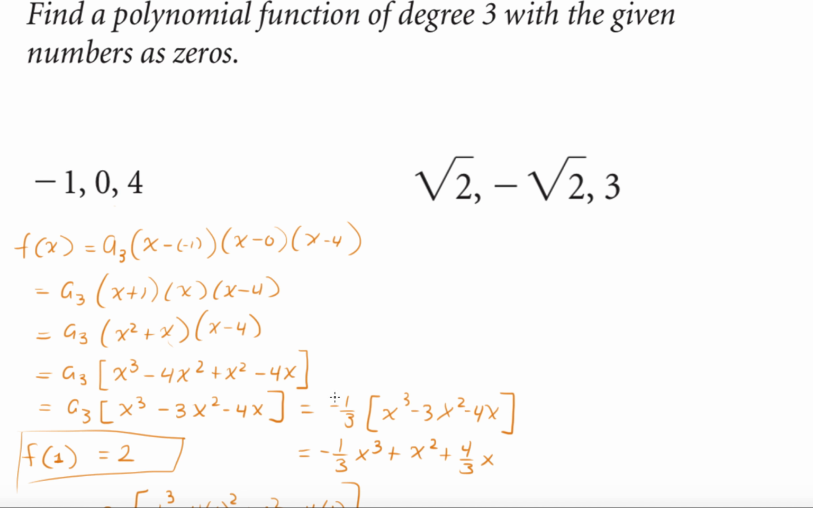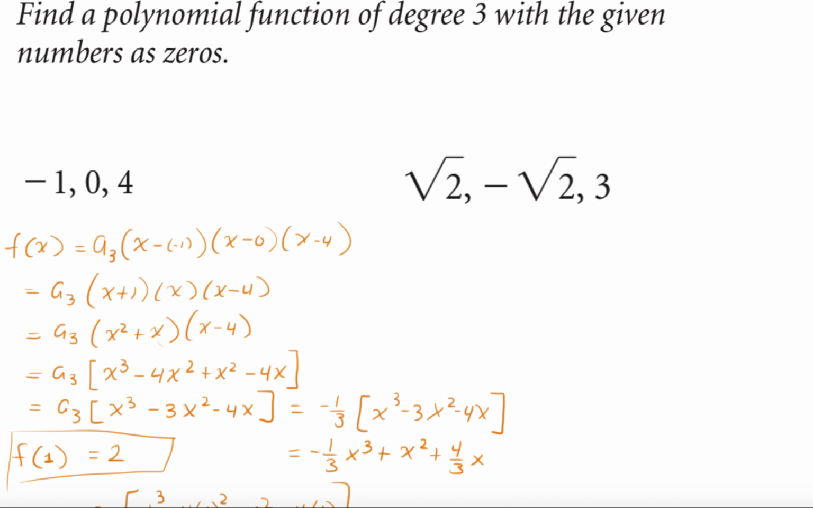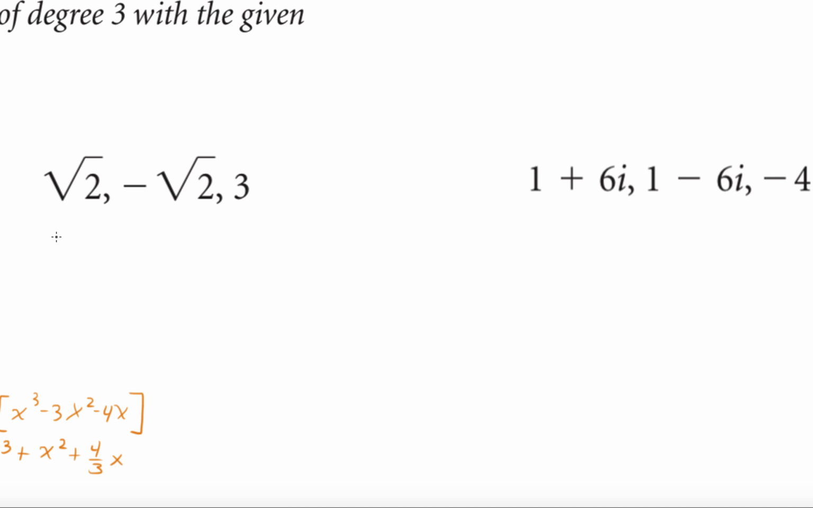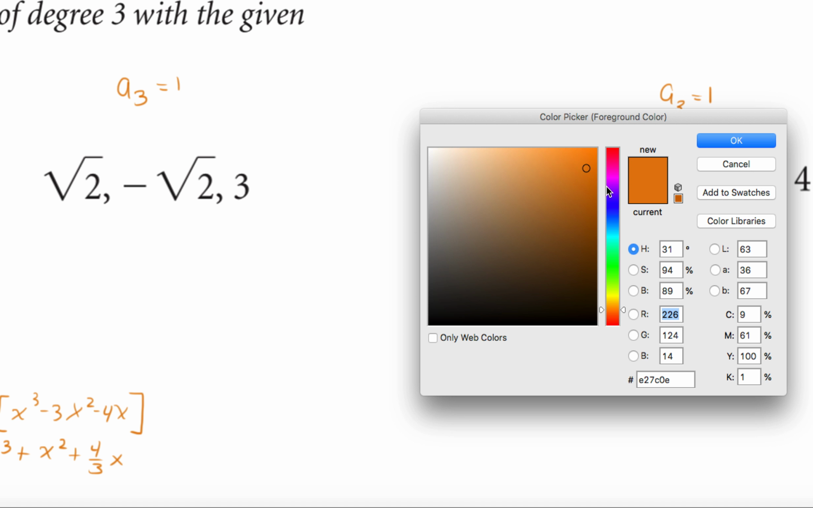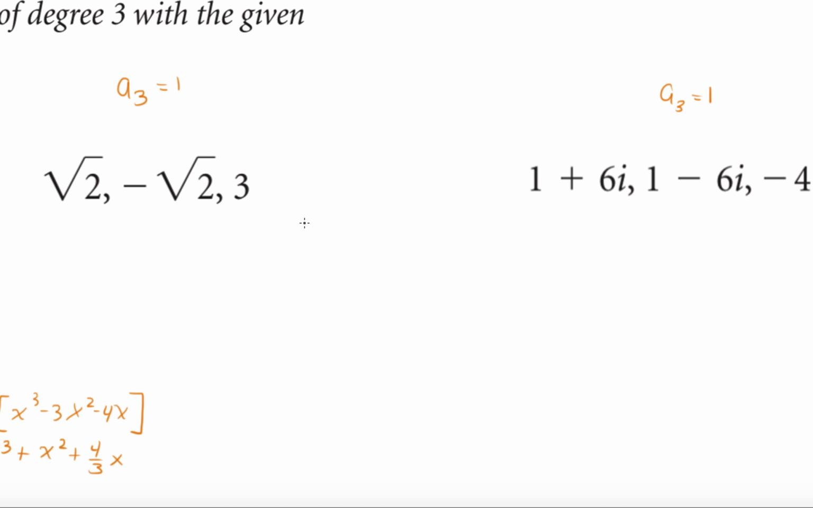Now, for the next ones, I'm going to assume that a sub 3 equals 1. Okay? So we can calculate the problem faster. Now, same deal, right? F of x as linear factors. So x minus radical 2. X minus radical 2 becomes plus radical 2. And then x minus 3.